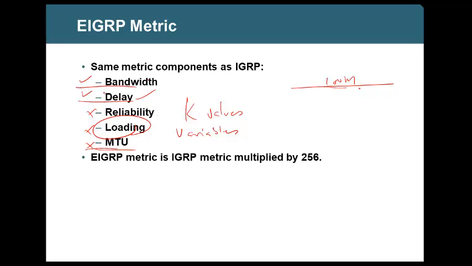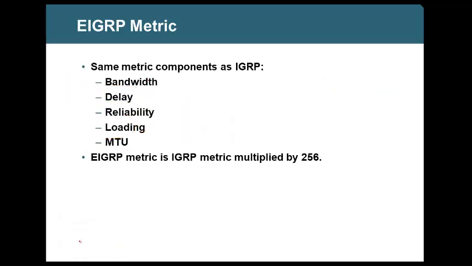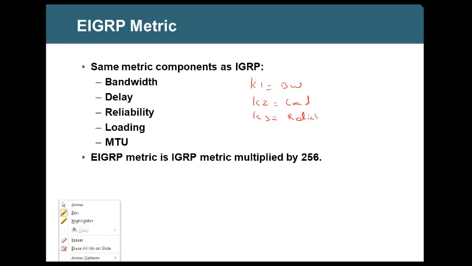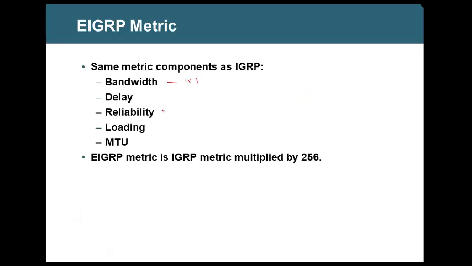5K values of EIGRP, in which K1 is bandwidth. The sequence is very important. K2 is load. K3 is delay. Sorry, K3 is delay, yeah, delay. Let me write it here. K1, K2, K3, K4, K5. So this is the order.